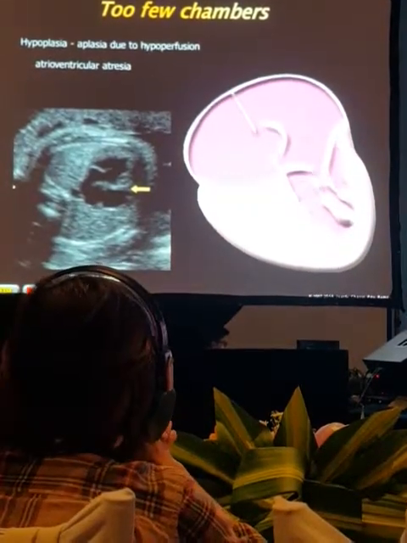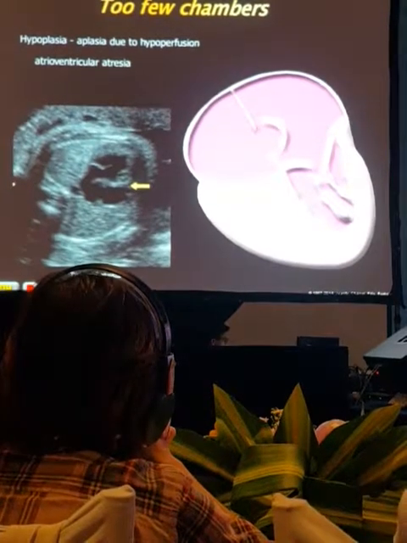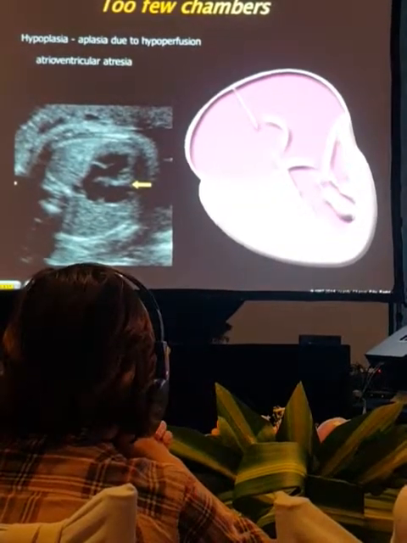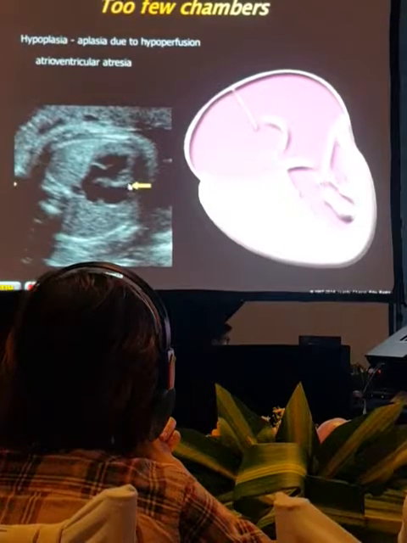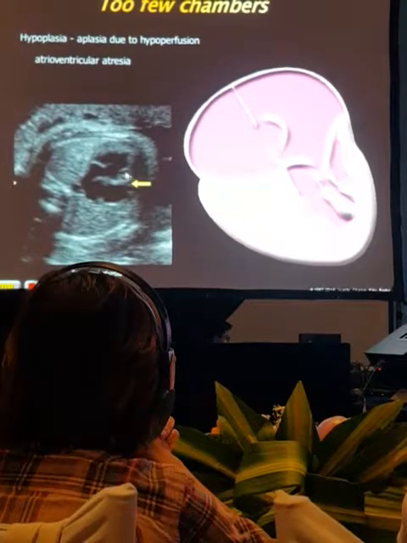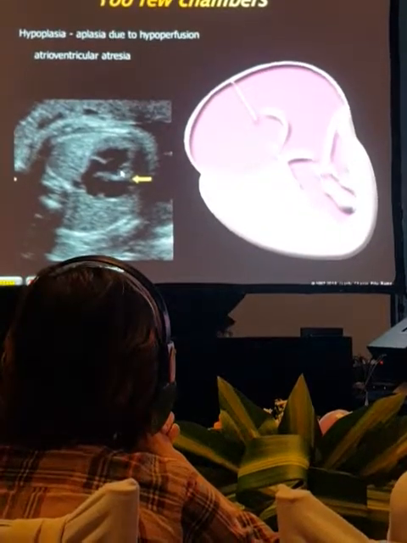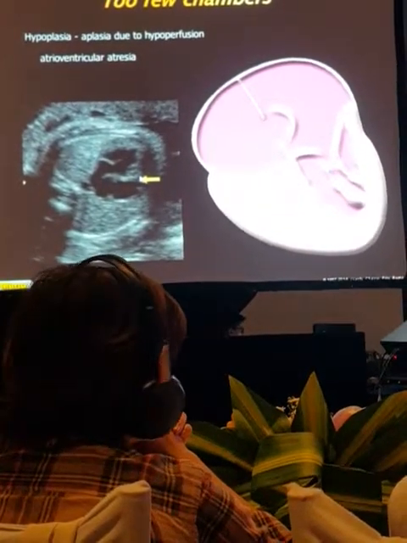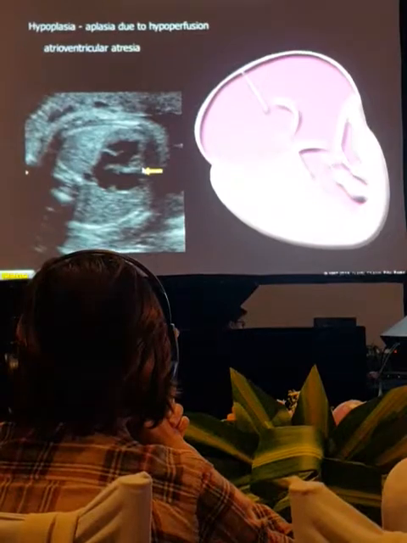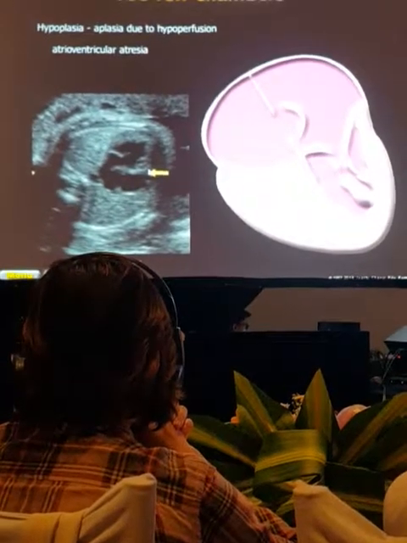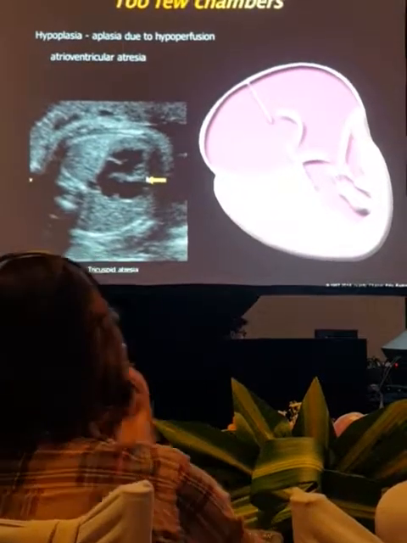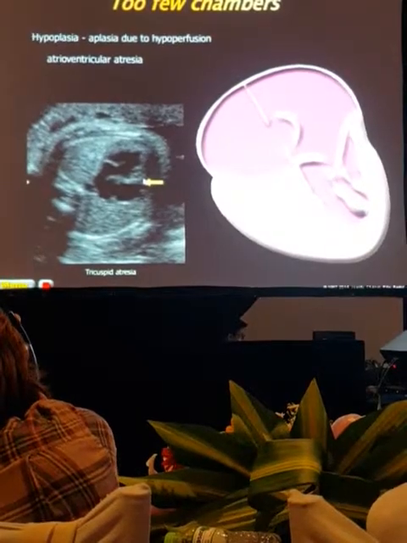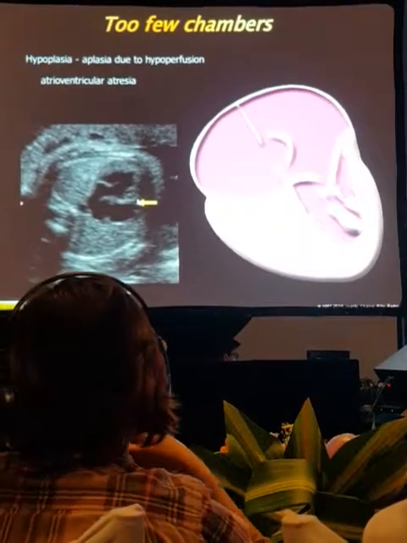Sometimes you have a missing chamber, and a missing chamber means that this area of the heart is not perfused. If you have a tricuspid atresia here with no ventricular septal defect, different from the one before, there is no blood that can go into the right ventricle. The right ventricle does not develop. If you do the three-vessel view with color, you will have two colors. One color for the aorta, and the opposite color for the pulmonary artery.